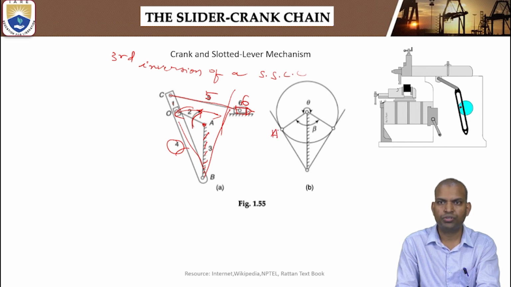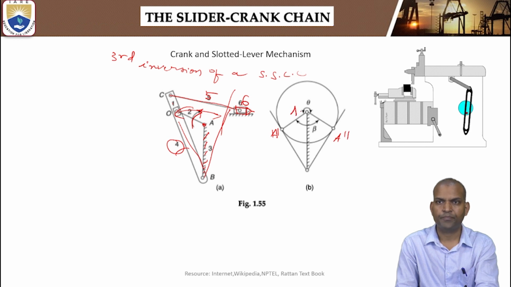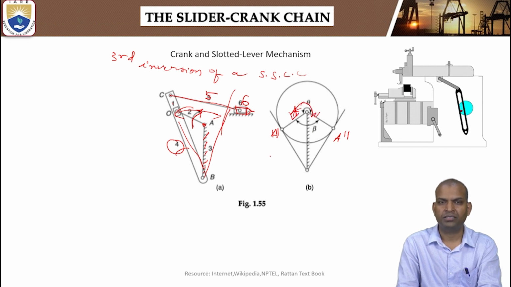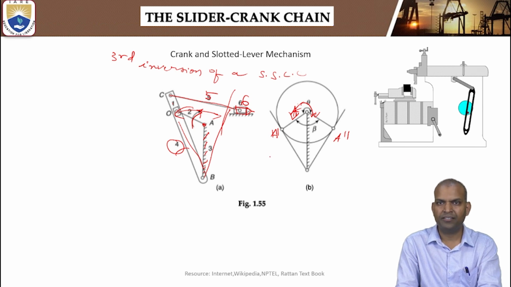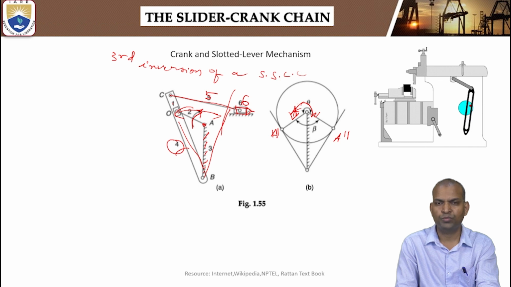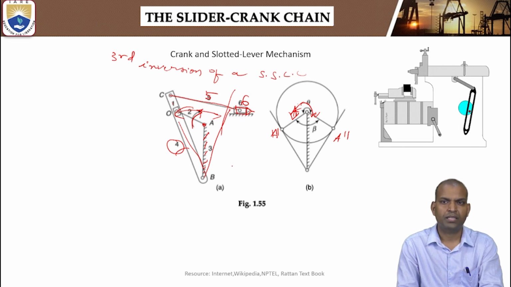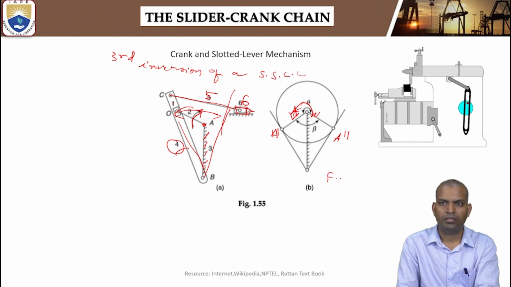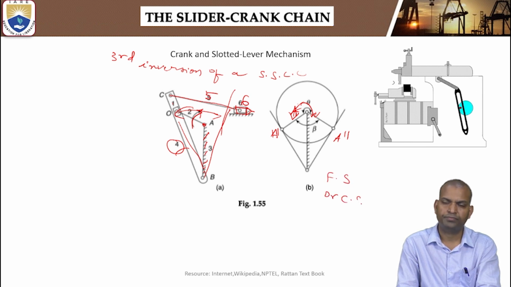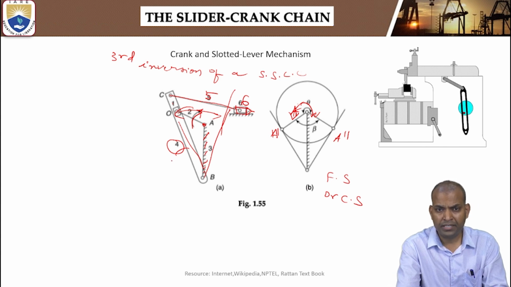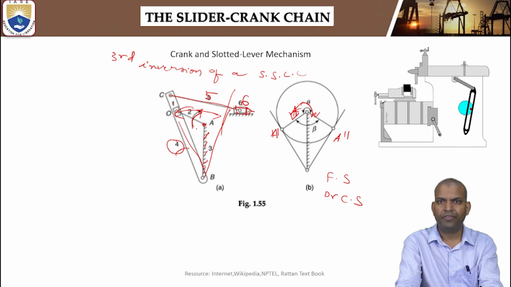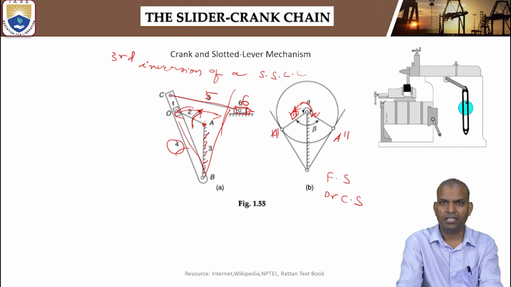If you observe figure B, link 2 moves from A dash to A double dash, this is A. A dash to A double dash is the obtuse angle theta. During that obtuse angle, the tool cuts the material, removes the material. The displacement of the tool during that obtuse angle is known as the forward stroke or cutting stroke. At that moment, material will be cut.